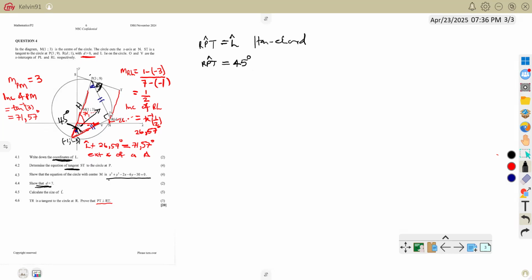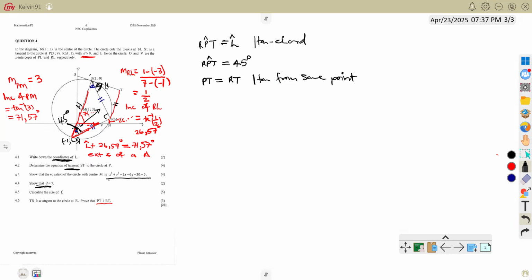Then this other angle here, we can use that. This is a tangent, this is a tangent. These are tangents from the same point. So PT is equal to RT. Why? Those are tangents from the same point.